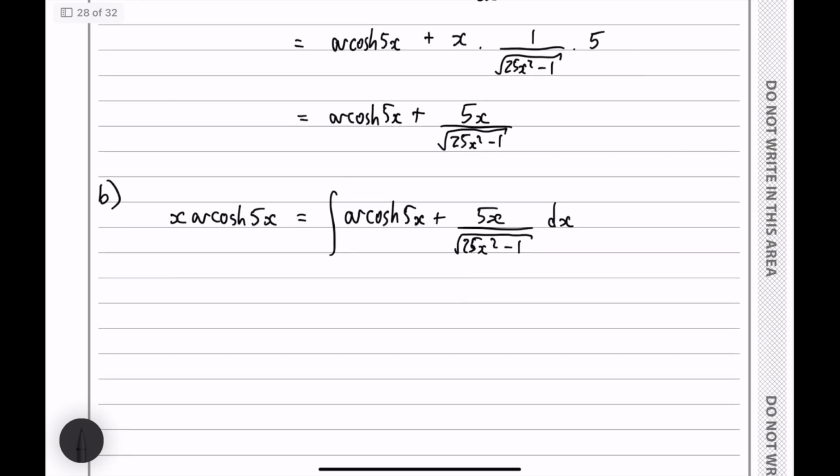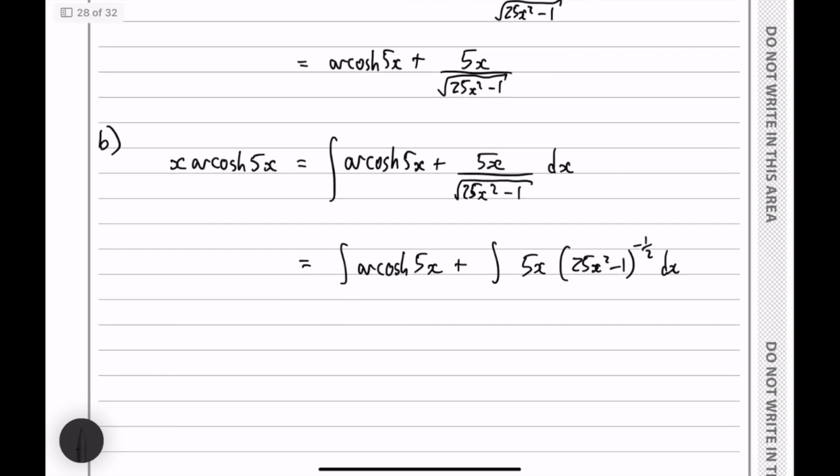And we can split that integral, so the integral of arcosh 5x plus the integral of 5x times 25x squared minus 1 to the minus a half. And because the 5x is close to the derivative of the thing in the brackets, that is a standard integral. Handwriting getting worse and worse here.